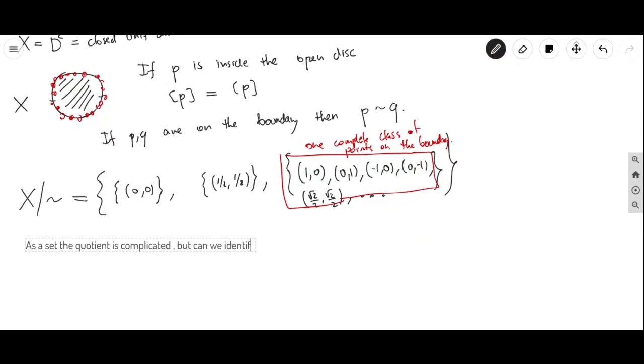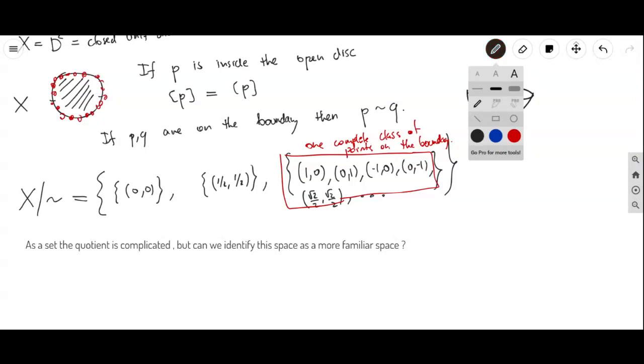But can we identify this space as a more familiar space that we're more comfortable working with? And use your intuition here. So perhaps you can see what's going on. You're taking all of this. Imagine this is made out of a rubber material, and you take this and you push it down. You push it down, and then you have this boundary, and then keep on pushing it further down. If you push it further down, it's going to go like this. And if you push it further down, it's going to go like that.